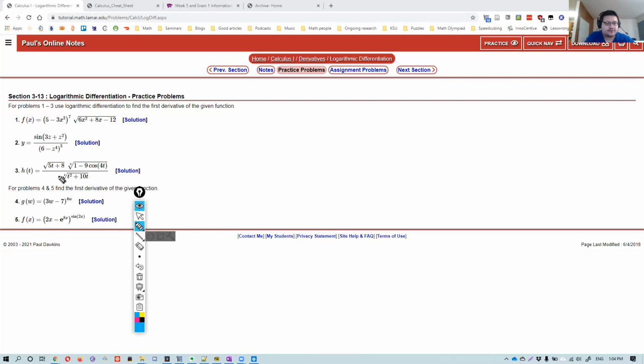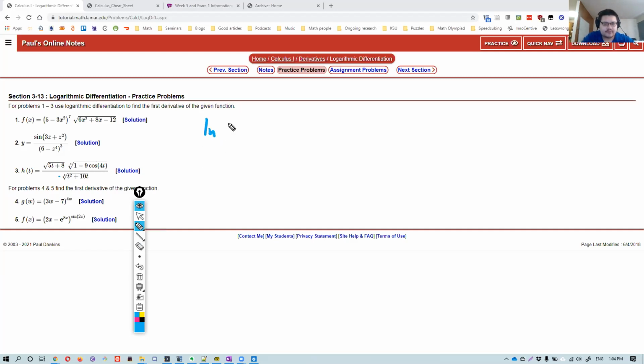Let's do 3 since that's the most complicated looking one. Notice also 4 and 5 are for the other case, where you have x in the base and x in the exponent. But this one is just because taking the log is going to simplify the powers. So we have this function h of t, and we want to take the log of it.